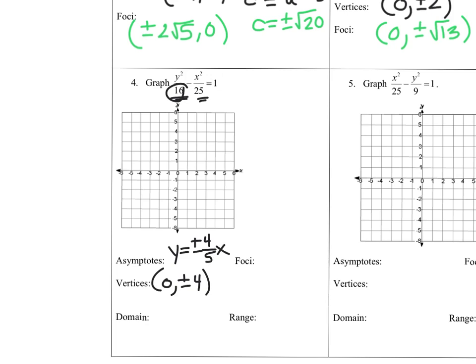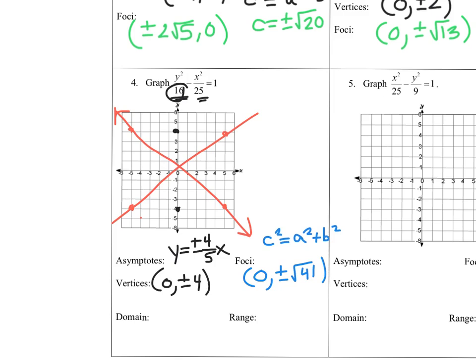So I have my vertices at (0, 4) and (0, negative 4). And my slope is going to go up 4, right 5, down 4, left 5, here, and then connect, and then right 5, down 4, left 5, up 4. My foci are going to be at c squared equals a squared plus b squared. So that's going to be 16 plus 25, which is 41, but it's going to be on the y-axis, so it's 0 plus or minus root 41.